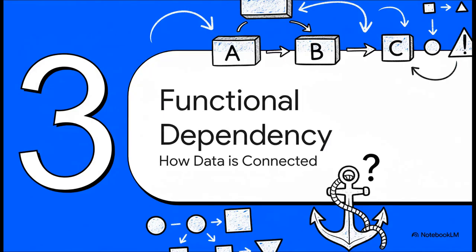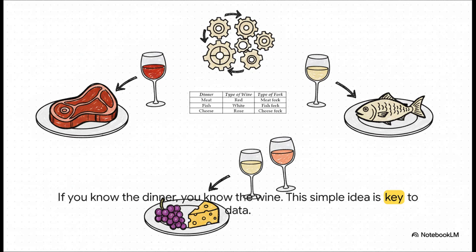Before we can start organizing, we have to understand the invisible rules that connect all our data together. And the core fundamental principle behind all of normalization is an idea called functional dependency. Now that sounds a little academic, but it's actually a really simple idea. It's just about figuring out which pieces of data determine other pieces of data. And this is just the perfect way to think about it. If I tell you we're having meat for dinner, you know we're probably having red wine. If I say we're having fish, you know it's going to be white wine. You see that? The dinner determines the wine. That simple, logical connection is exactly what functional dependency is all about.